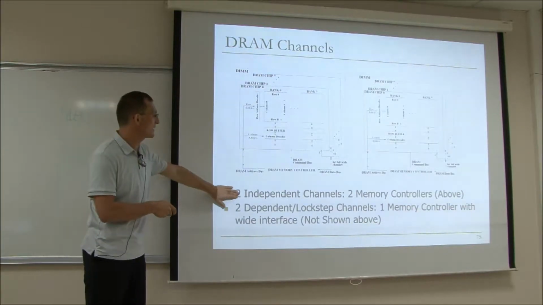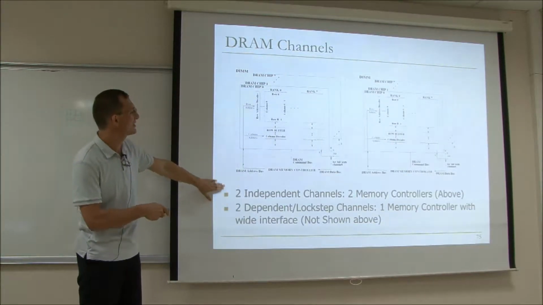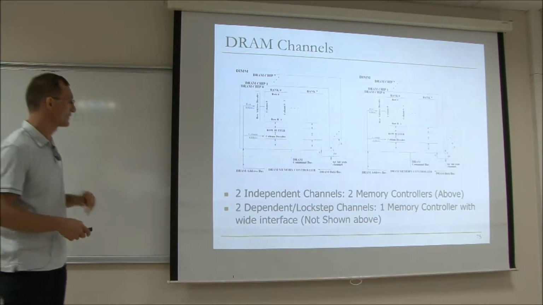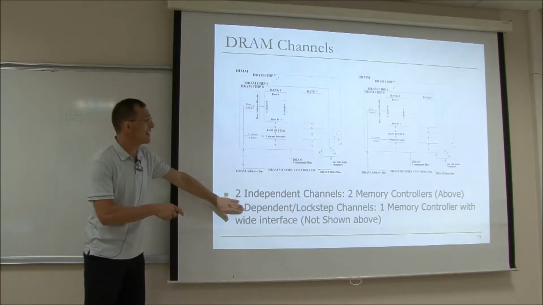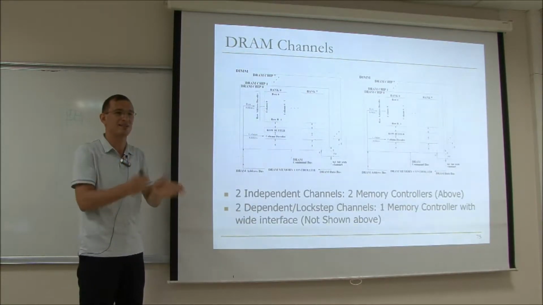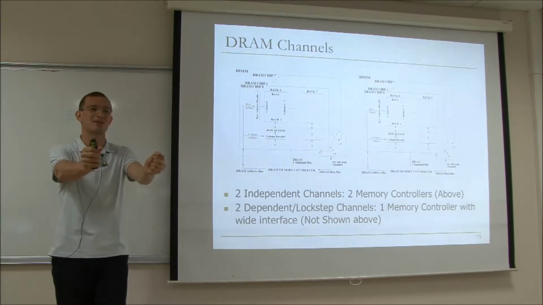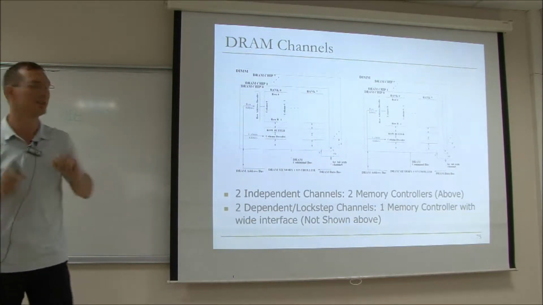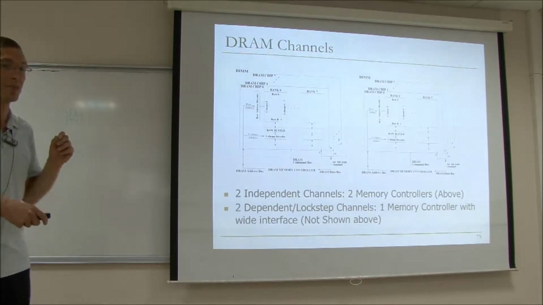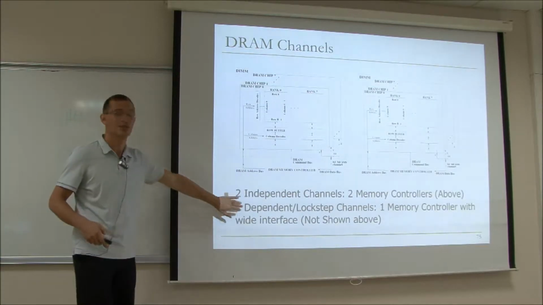So you can have independent or dependent channels. Independent channels means you basically have two separate memory controllers that can do different things. If the channels are dependent or lockstep, this is essentially very similar to a rank, right? You have a single memory controller giving the same commands to those channels and getting more data. Today, what is really favored is the independent channels, although there are many companies like IBM, with their Power 7, that have a lot of dependent channels also.